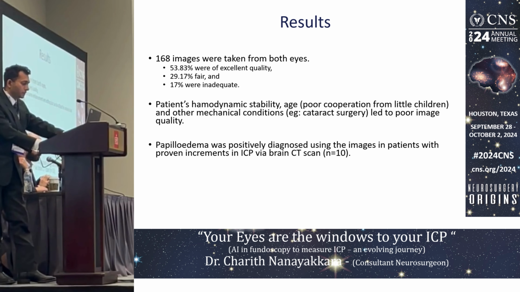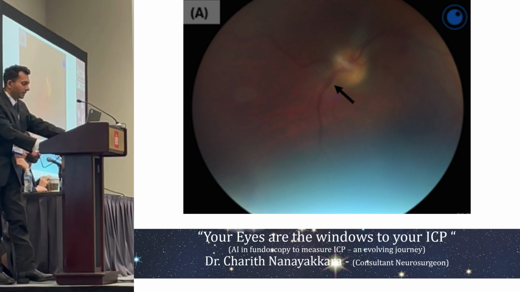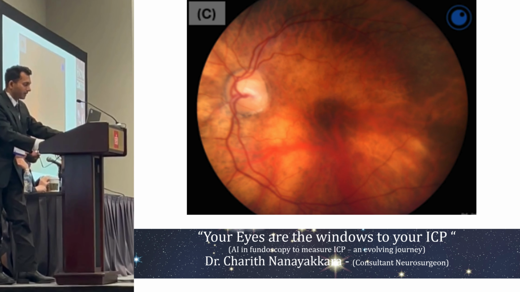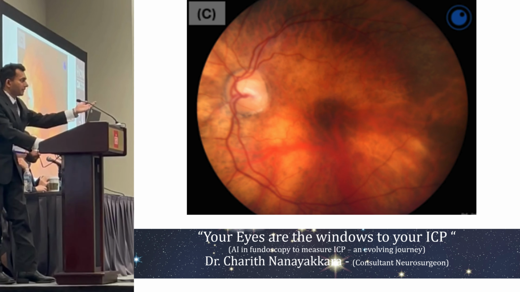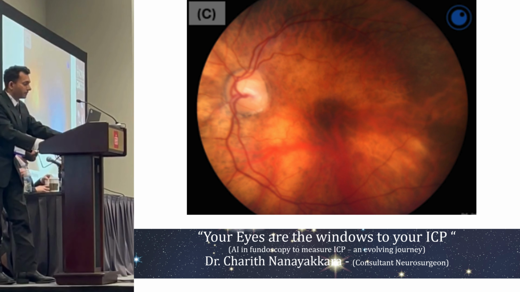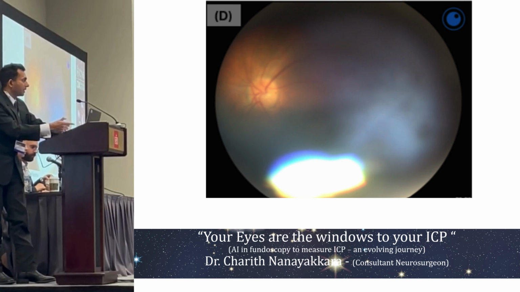Papilledema was positively diagnosed using these images in patients with proven increases in ICP by brain CT scan. We saw that in 10 patients. So these are a few images. Here we have a patient with increased ICP and papilledema, based on the CT that is visible before. And then there is another patient, and you can see some hemorrhages there as well. Now this patient with stroke, and you can see blurring of the optic disc and some atrophy as well. And here we have a patient who has undergone cataract surgery, so you can see the reflection from the lens, so it was difficult to visualize.